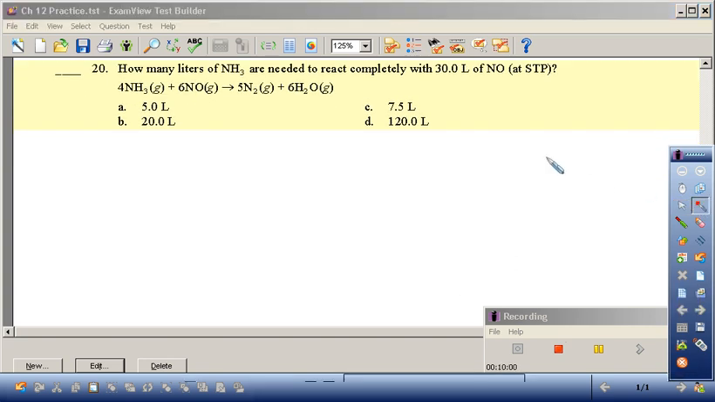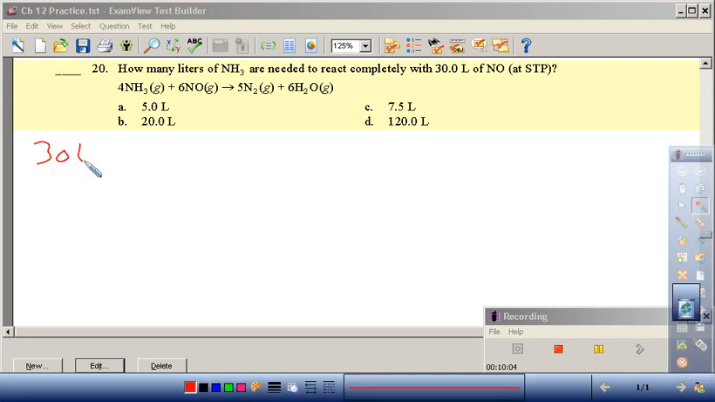Okay, this one's a lot like the last problem. I'm going to start off with my given. Make sure you write the liters and the chemical. Okay, I don't want liters, so I'm going to put it on the bottom. The only thing I can change liters to is moles of the same stuff. It's always 1 mole. It's always 22.4 liters.